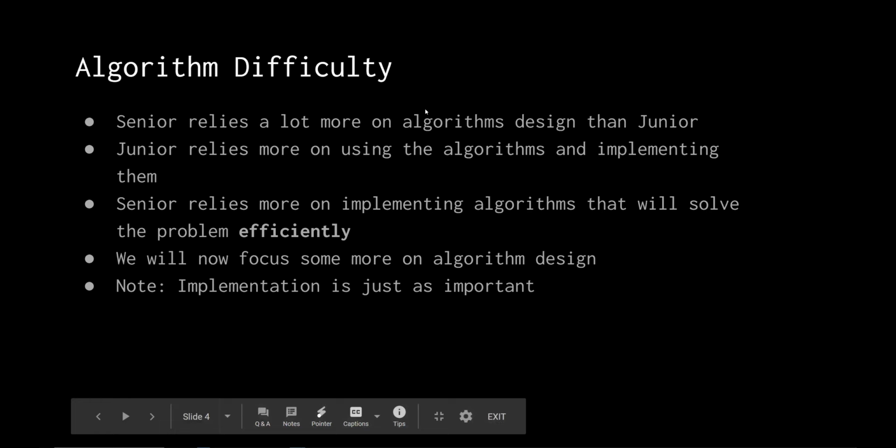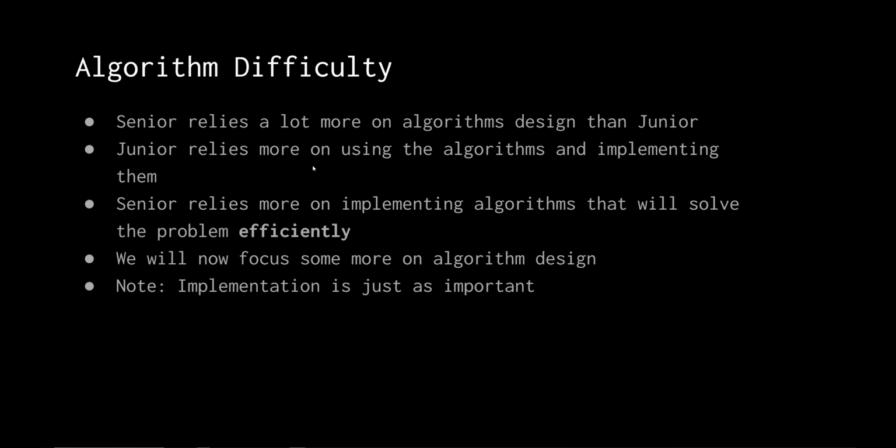And again, this just reiterates what I said. Senior relies more on algorithm design than junior, which means that you have to implement an algorithm that will solve the problem efficiently and not just solve it. Because in junior, if you can write the code to solve the problem, you'll most likely solve it, right? It really relies on using the algorithms and implementing them. If you can code it, you can solve it. But senior is different. If you can code it, you might not be able to solve it, because if it's not efficient, you just won't get the points for it, right?